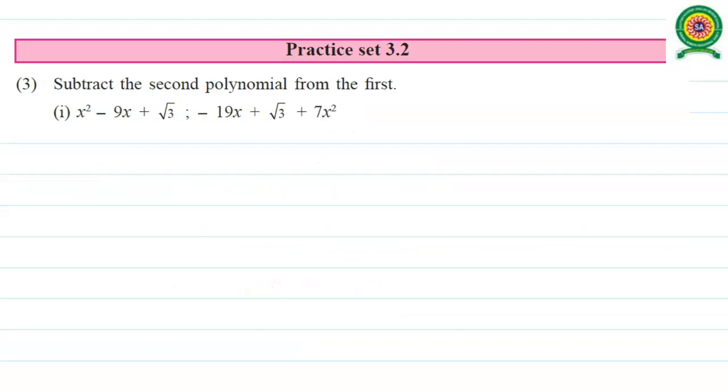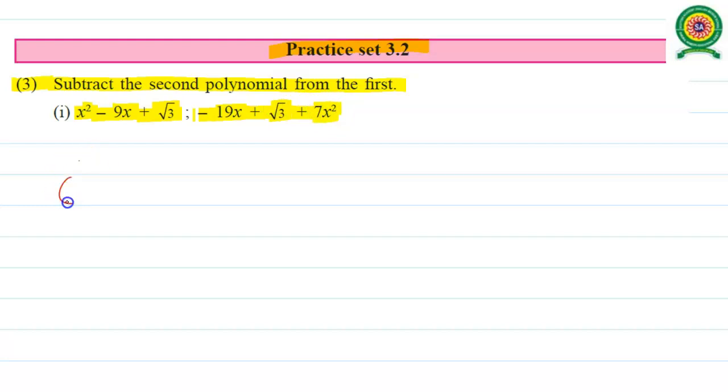Look at the next question from practice set 3.2. Question number 3: subtract the second polynomial from the first. The first polynomial is of the form x square minus 9x plus root 3, and the second polynomial is of the form minus 19x plus root 3 plus 7x square. Now we are doing the subtraction.